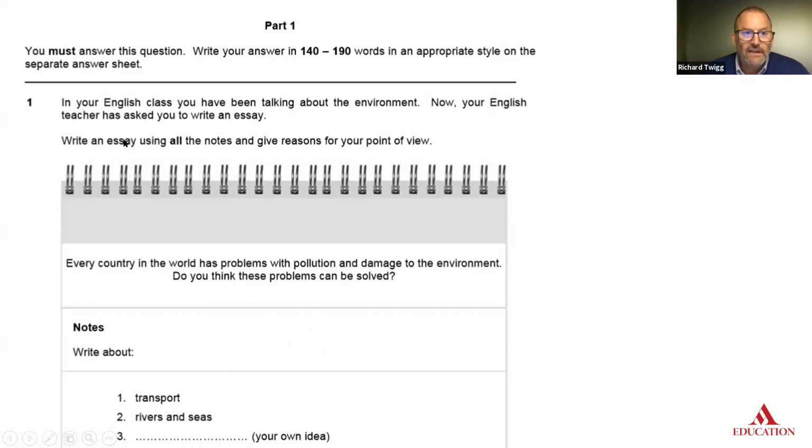And they're going to write it in an essay style. That's how they're going to write it. So those are the key things that the students are thinking about. They also know that they need to write between 140 and 190 words. So just by reading the question, they understand it, analyze it. Now they can start thinking of a third idea. So transport, rivers, seas. They could have air pollution. They could have parks. They could have traffic, but we've got transport here, but they could think of other ideas, litter, other things that are to do with pollution.